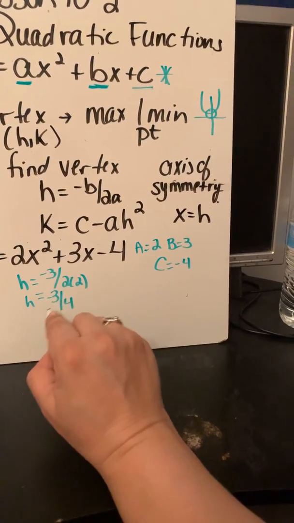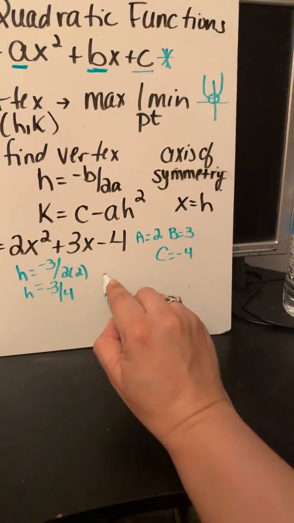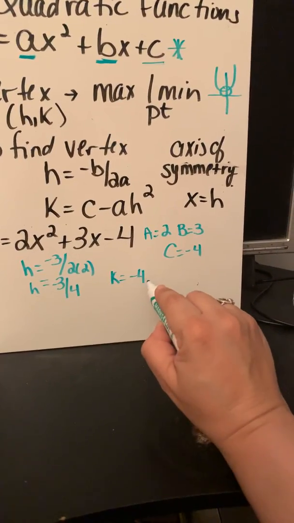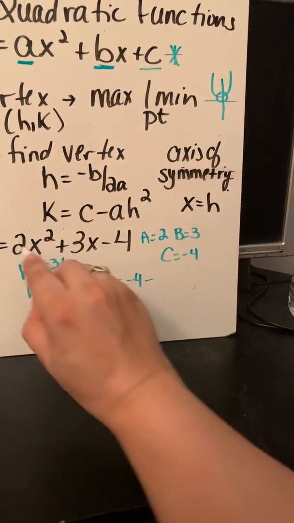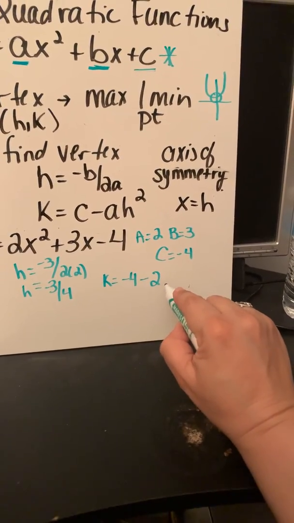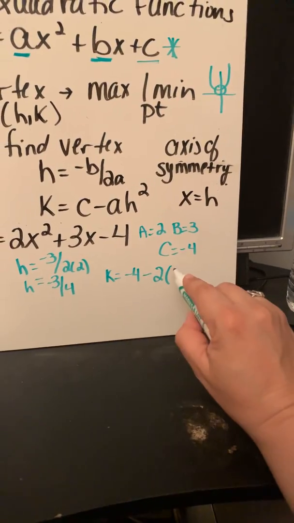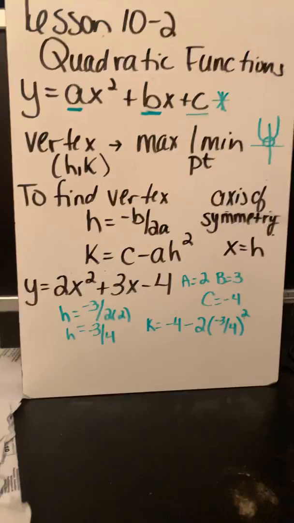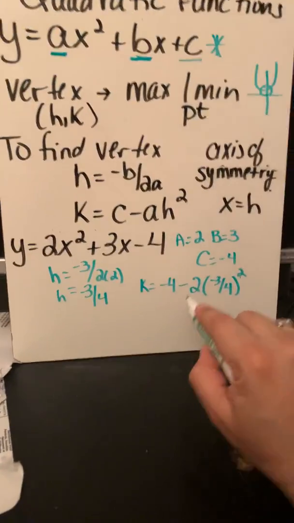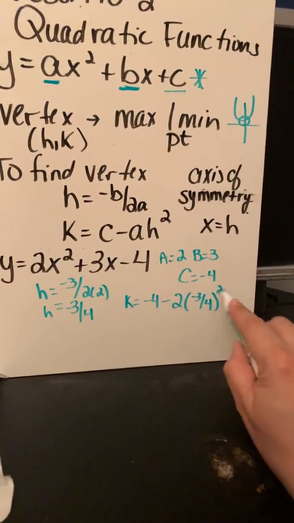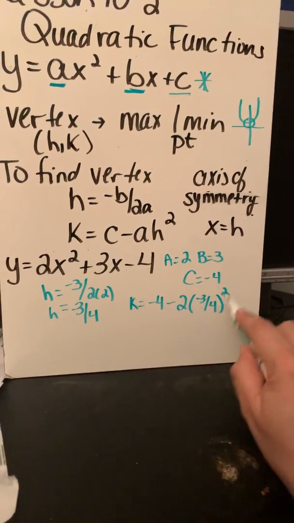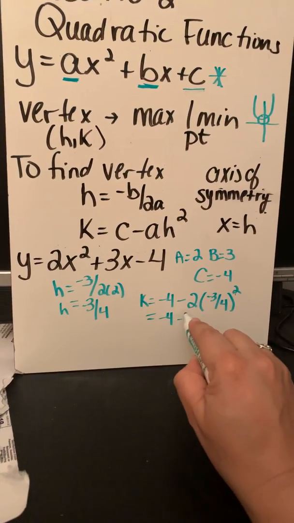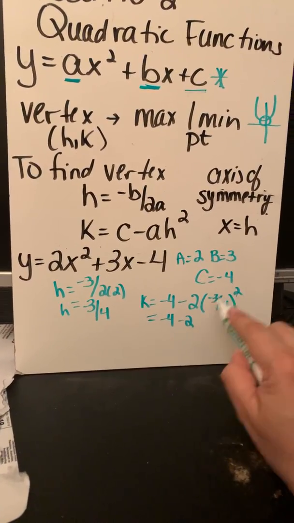Now we know what h is. Let's find our k. k equals c minus a, which is 2, times h, which we just found, squared. Order of operations says that I need to do parentheses and exponents first. So we're going to have negative 4 minus 2 times, and I'm going to square that h.